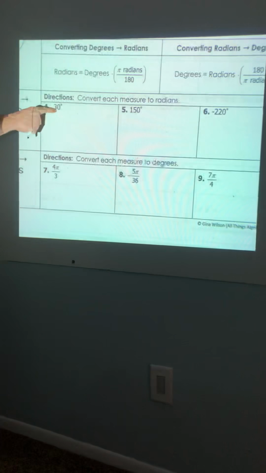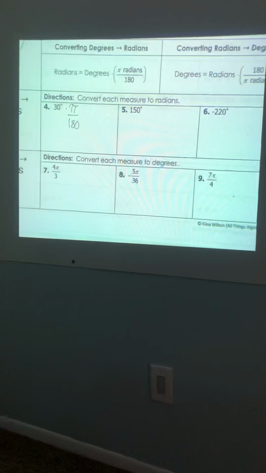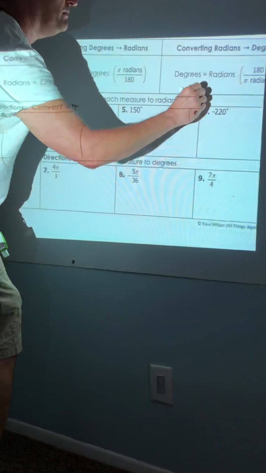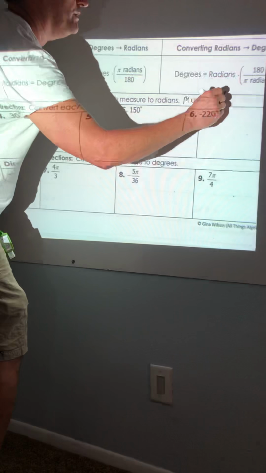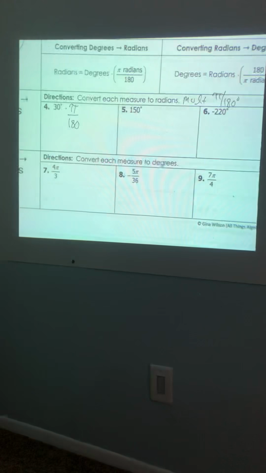If they give it to you, see how 30 degrees, it's in degrees, right? So you are going to multiply by pi over 180. Okay, if it's in degrees, you're going to multiply by pi over 180. And I think I'm going to write that over here. So multiply by pi over 180. Okay, just put the pi in the back, honestly.